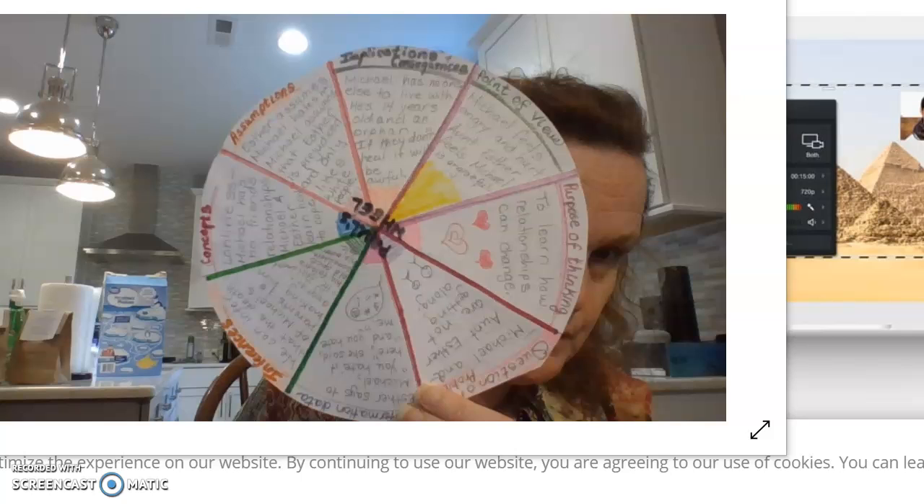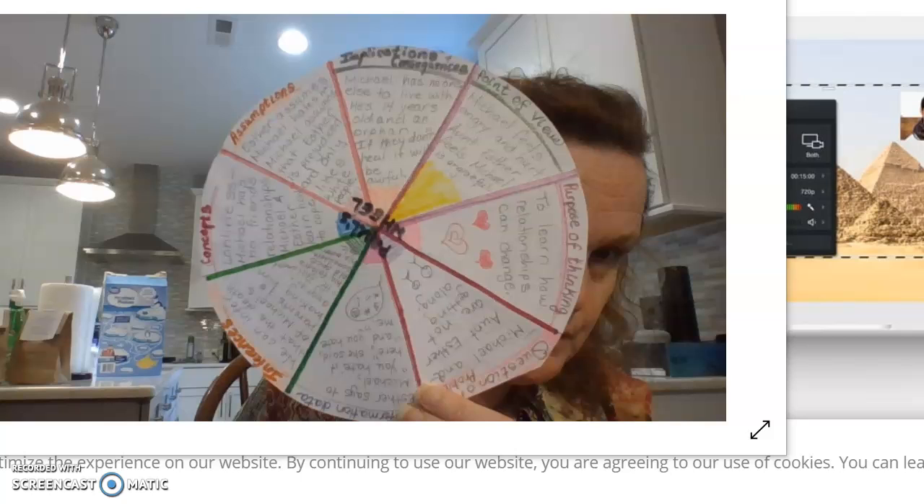So I'm going to go over each pie piece so that you know what to do. The first thing that you're going to start with is your purpose for thinking, and the purpose for thinking starts over kind of near the bottom. So the purpose of learning is to learn how relationships can change. If you remember the story Shells, the whole story was kind of about a relationship that started off bad and then changed as the story went along, kind of due to the hermit crabs.